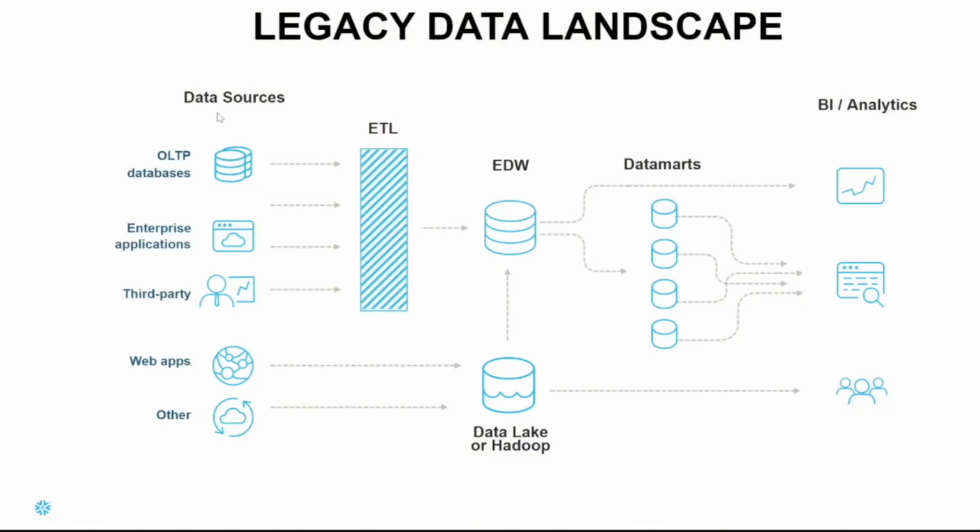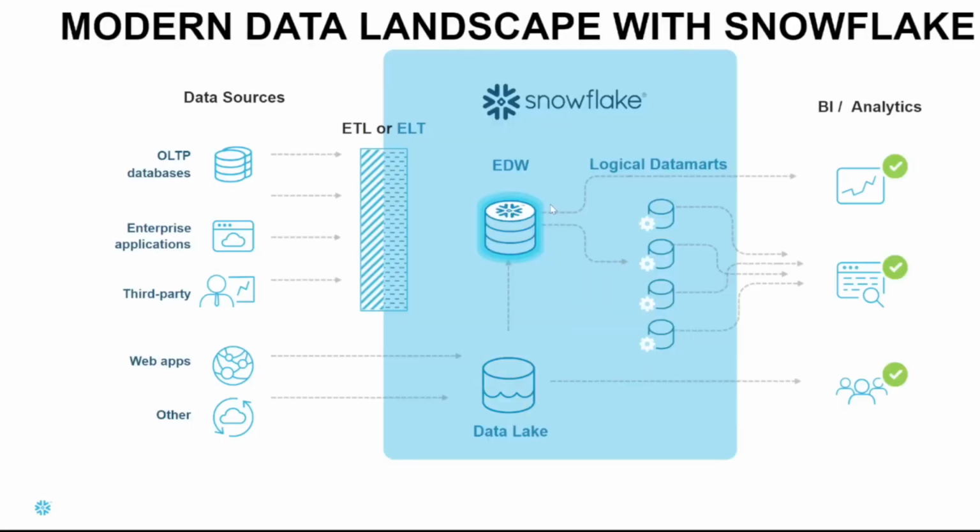So from data sources to BI analytics, we are using multiple tools and technologies to orchestrate our data pipeline. If you are using multiple tools and technologies, there is always a cost associated with that, and there could be multiple failure points also. Now let's see how Snowflake is going to fit into this picture by replacing our legacy data landscape. In this particular image, this is the modern data landscape with Snowflake in place. Your data source is the same, your BI analytics is the same.